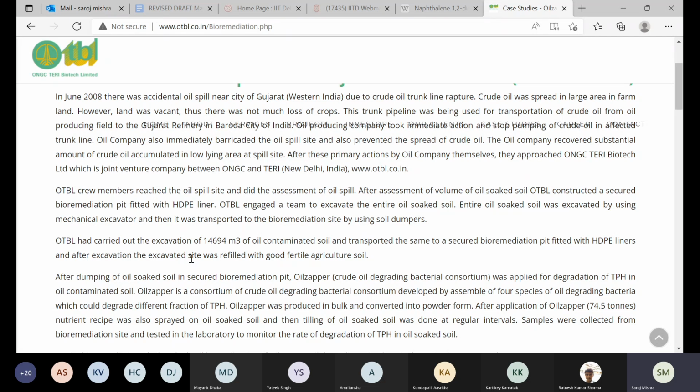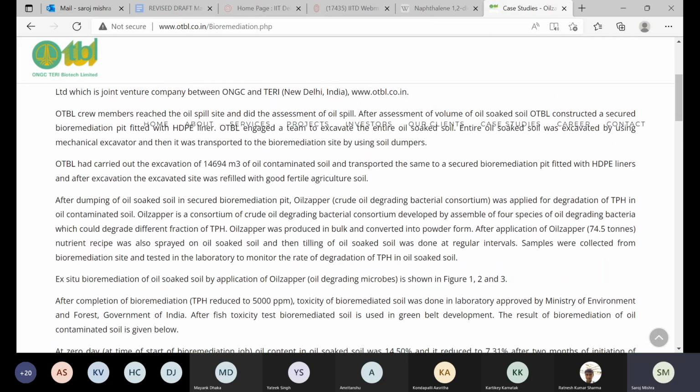They carried out the excavation of about 14,694 cubic meters of this oil contaminated soil and transported it to a secured bioremediation pit. They created a large pit fitted with these high density polyethylene liners so that the contaminated soil or the molecules in it don't get a chance to diffuse into the soil. That is why the pits are lined with these HDPE liners. Then the excavated site was refilled with good fertile agricultural soil, mixed a little with the proper soil.